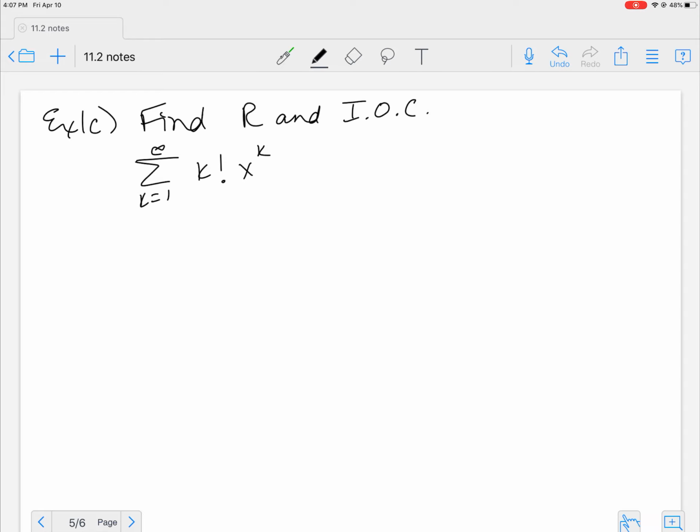Now, what's my a? What's my center? Yes, my center is still 0 because this x is by itself, right? If I'm looking at my formula over here, I have c sub k x minus a to the k. This a, if there isn't one, is always going to be 0. All right, and I see that this is a factorial. So now we're going to use that ratio test. You guys are on it. I love it.